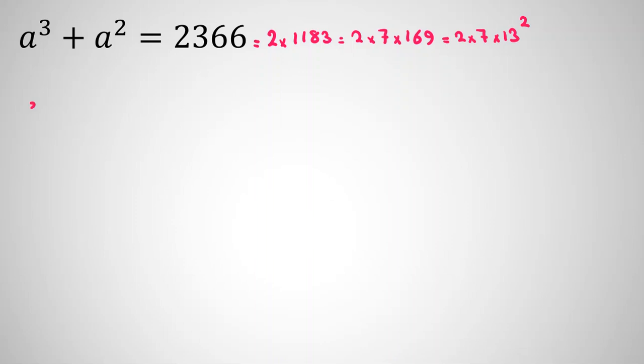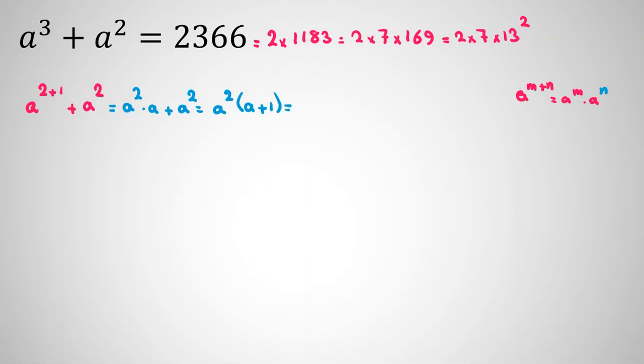Now, if we factor a squared from a cubed plus a squared, it is a squared times (a plus 1). Why can we write this? Let me tell you. A cubed is a to the 2 plus 1, and by the power rules, a to the m plus n equals a to the m times a to the n. So a cubed is a squared times a, plus a squared. If we factor a squared, it will be a squared times (a plus 1) equal to 2 times 7 times 13 squared.